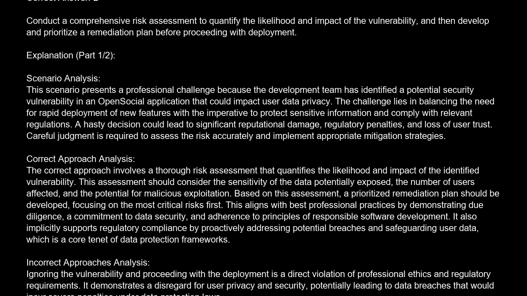Based on this assessment, a prioritized remediation plan should be developed, focusing on the most critical risks first. This aligns with best professional practices by demonstrating due diligence, a commitment to data security, and adherence to principles of responsible software development. It also implicitly supports regulatory compliance by proactively addressing potential breaches and safeguarding user data, which is a core tenet of data protection frameworks.